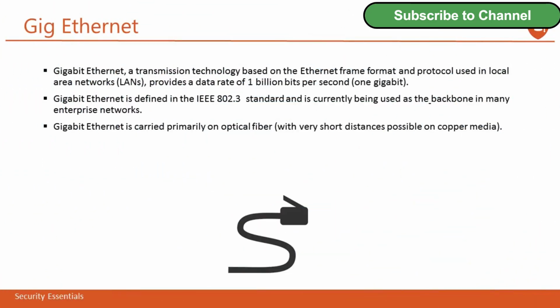So next is Gig Ethernet. Gig Ethernet is a transmission technology based on the Ethernet format and protocol used in local area networks. It provides a data rate of 1 billion bits per second. So Gigabit Ethernet is defined in the IEEE 802.3 standard and is currently being used as the backbone in many enterprise networks, as it's using 1 billion bits per second transfer rate or data rate, so many organizations, many enterprise networks are using this technology. Gigabit Ethernet is carried primarily on optical fiber because very short distances are only possible on the copper medium.